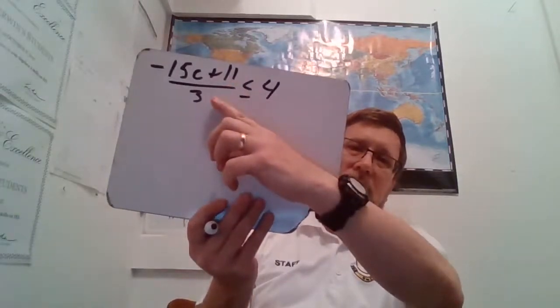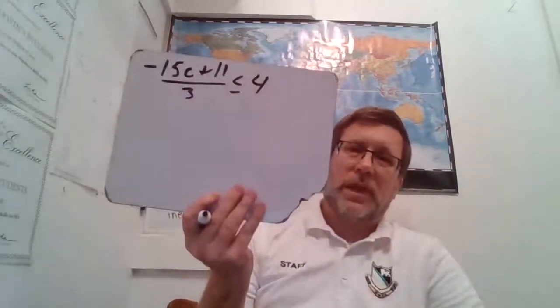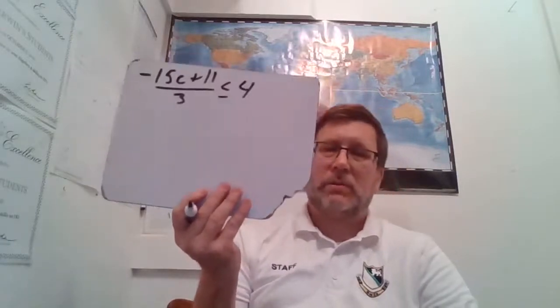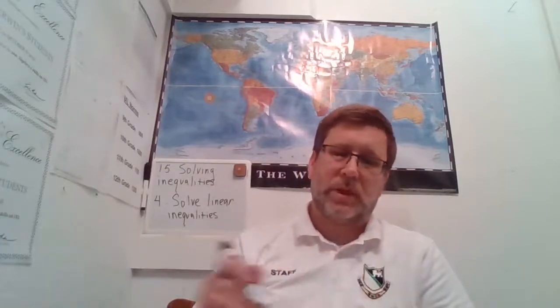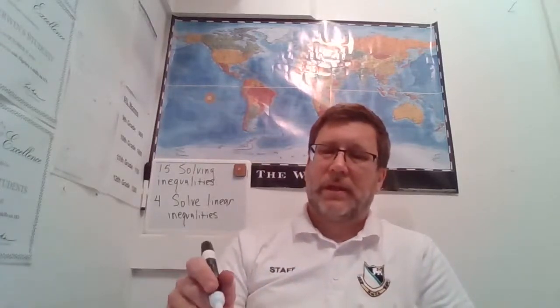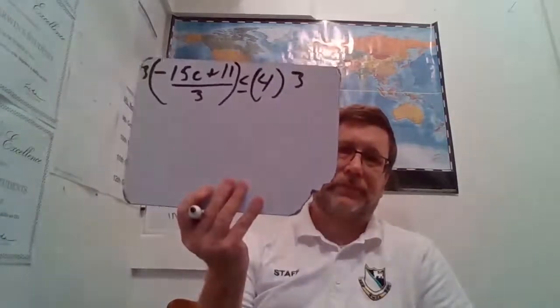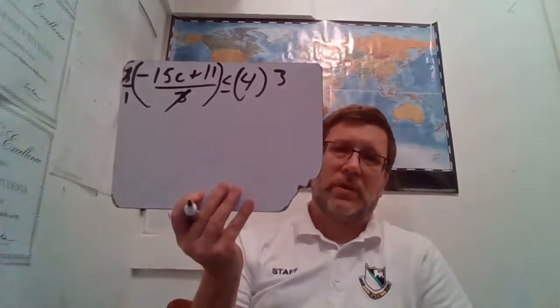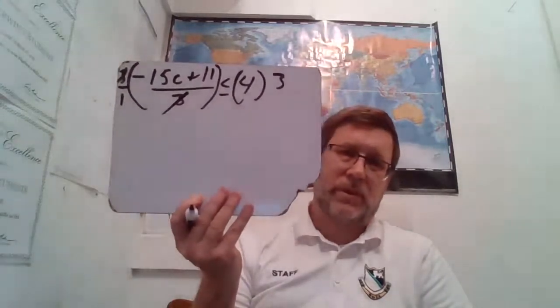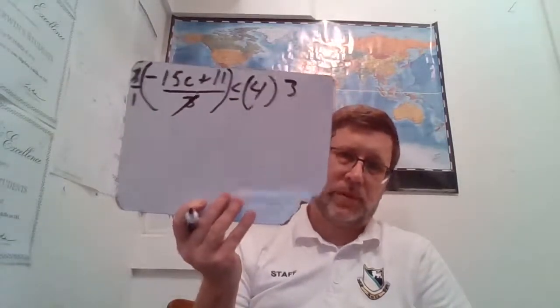This is being divided by 3. You do the opposite operation of dividing by 3. You multiply by 3. But what you do to one side, you do to the other. You do it to everything involved because you got to get rid of that 3. It's 3 over 1. Those cancel out because 3 over 3 is 1. And what's 4 times 3? 12.